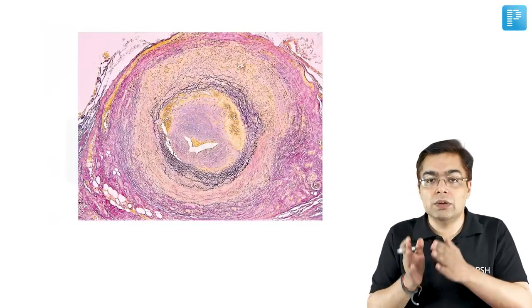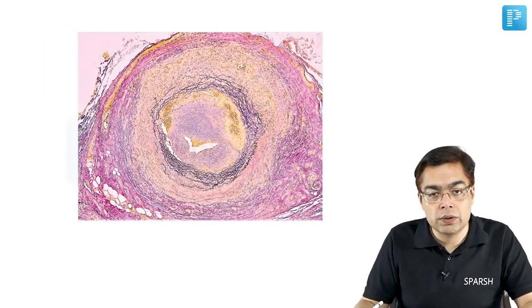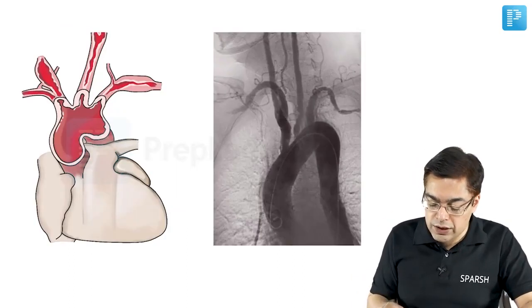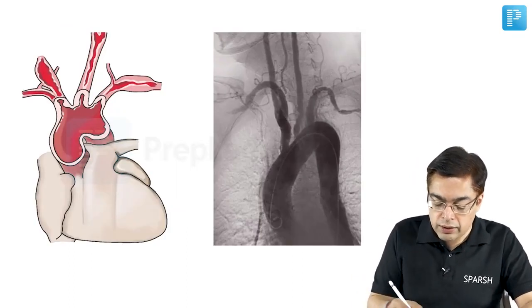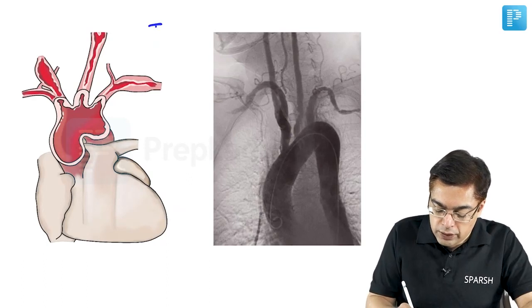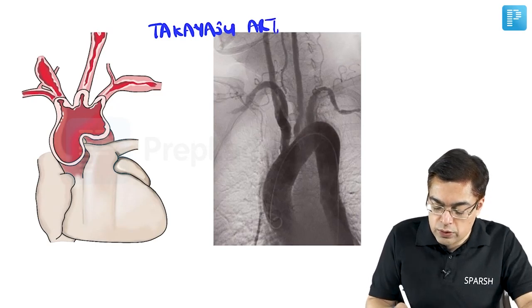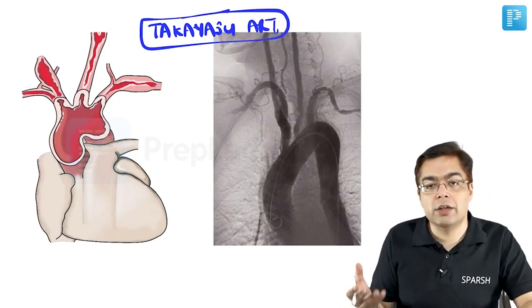A similar condition, which is an example of a large vessel vasculitis, which is also granulomatous inflammation, but which typically affects individuals who are relatively younger, is going to be given the name of Takayasu arteritis. Now, Takayasu, as you understand, is an example of a Japanese name. So that is the reason why this condition was discovered over there, and therefore the name.